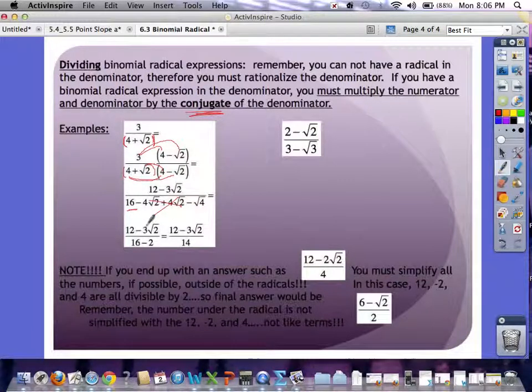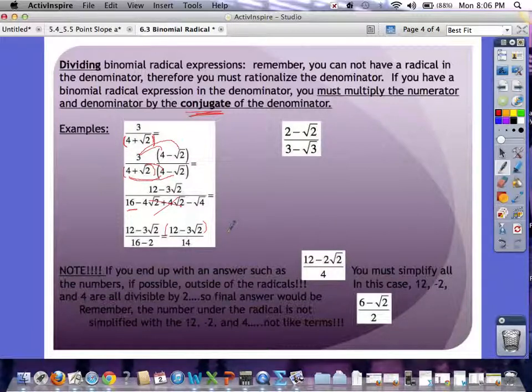So this essentially becomes 16 minus 2. 16 minus 2 is 14. And you see all the radicals are gone, which is what you want. Now, the top cannot be broken up or anything. Remember, it is a group. Okay, so you cannot break that up, and just simplify this part. This is all together as simple as it can be.